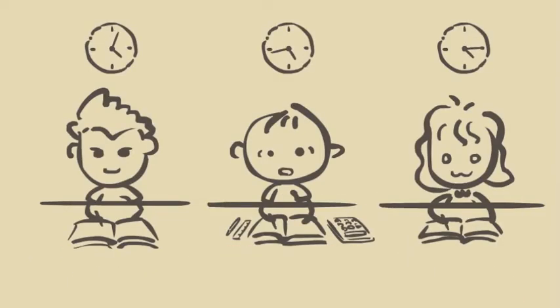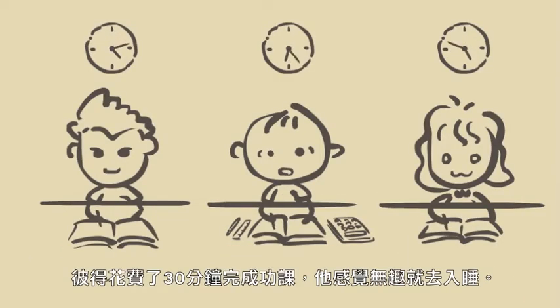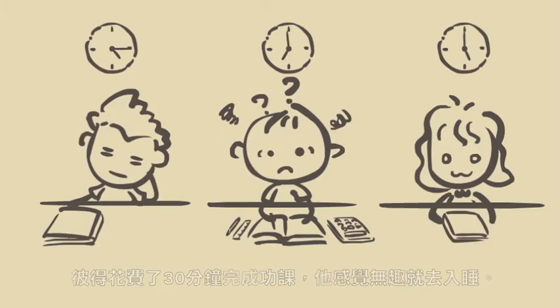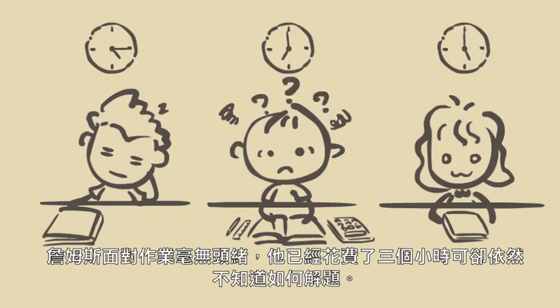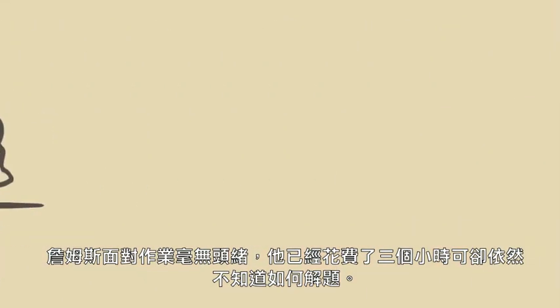The school day is over. Peter gets homework done in 30 minutes. He feels bored and falls asleep. Clarice gets homework done in 1 hour, neatly and tidily. James is lost in his homework. He spent 3 hours on his work, yet doesn't know how to solve the problems.